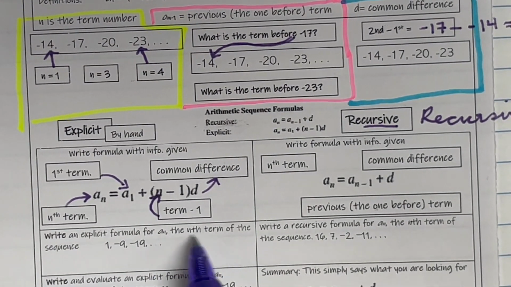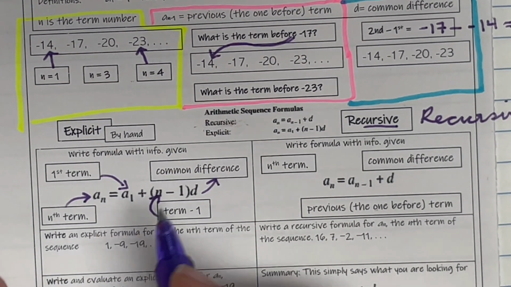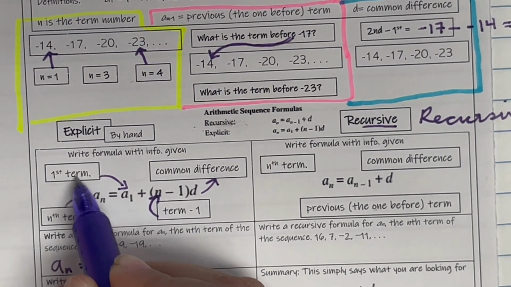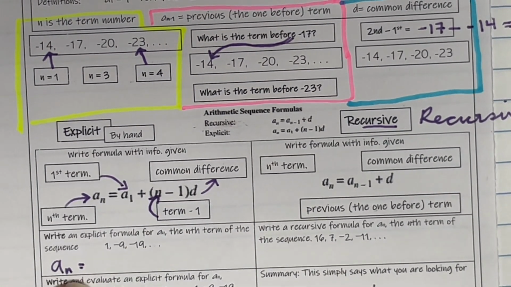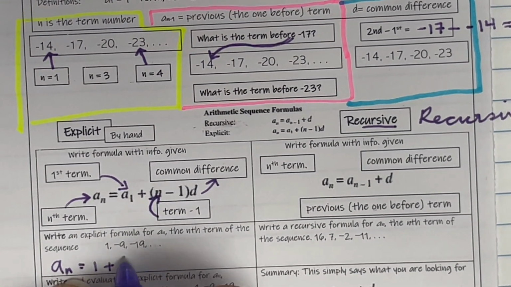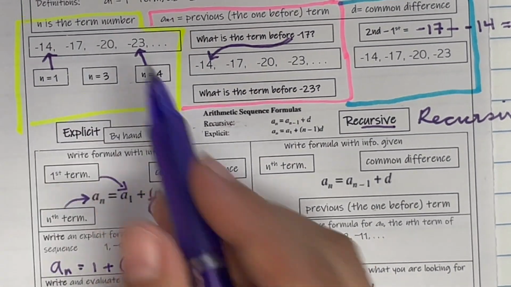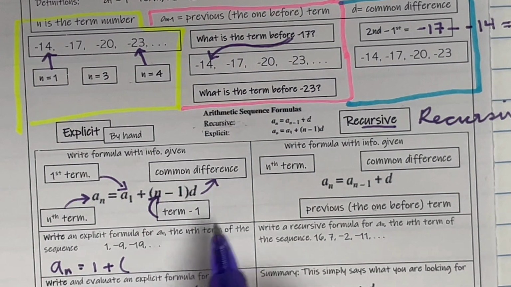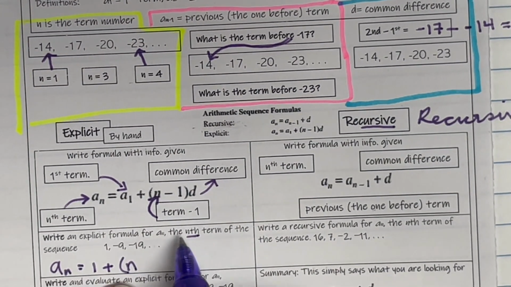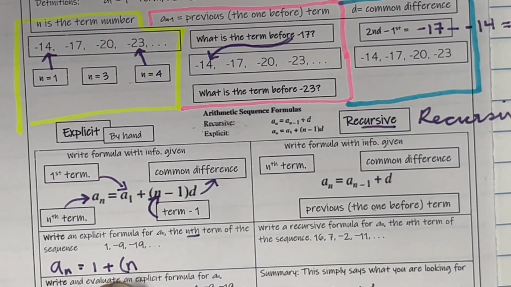So write an explicit formula for A sub n with the nth term of the sequence. So you're writing the formula for A sub n is equal to, and the formula says put in the first term. So looking at this, what is the first term? 1. Then you put a plus sign. Then you do n, and what is n again? N is the term number. And because they said the nth term, what is the letter you put in? N. If they said 4, you'd put 4. If they said 50, you'd put 50. But right now they're asking for n, so you put n.